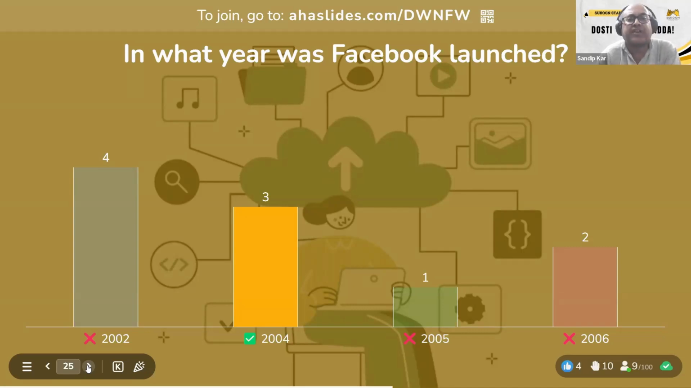launched in February 2004. Immediately, Connective filed a lawsuit in the same year, 2004, accusing Zuckerberg of breach of contract, misappropriation of trade secrets, and stealing their idea. The case was eventually settled after 4 years in 2008 for $65 million.